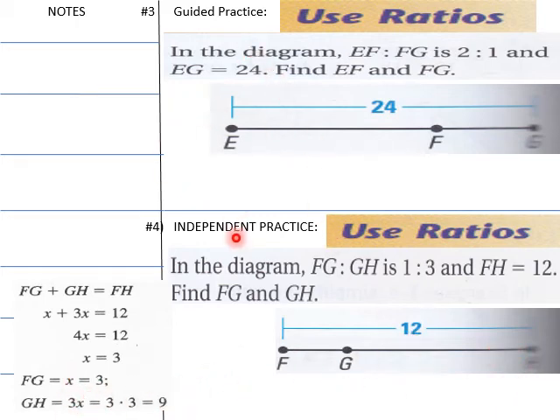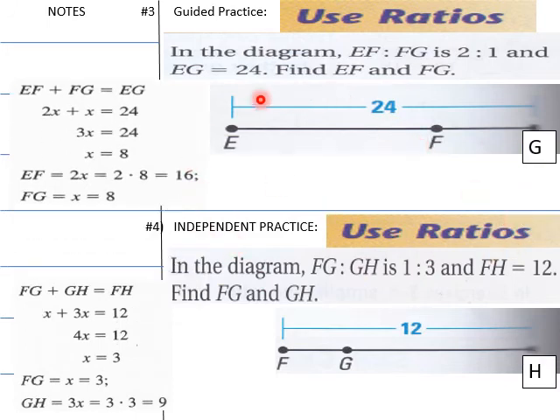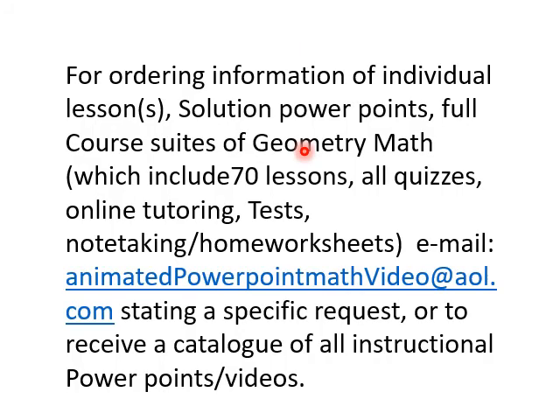Up here, students, what's this one? Well, this is 24, then EF to FG is 2 to 1. This is 2x plus x equals 24. So x would equal 8. We got that much. Then this is 2x here, so what's 2 times 8? It's 16, and then x over here is 8. So that's what that would be.